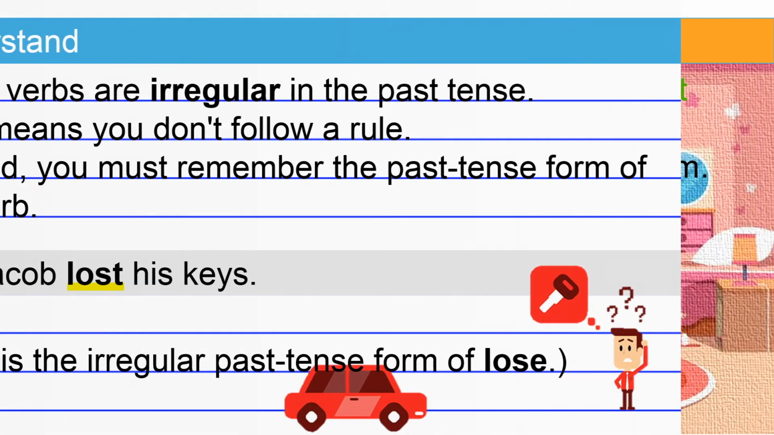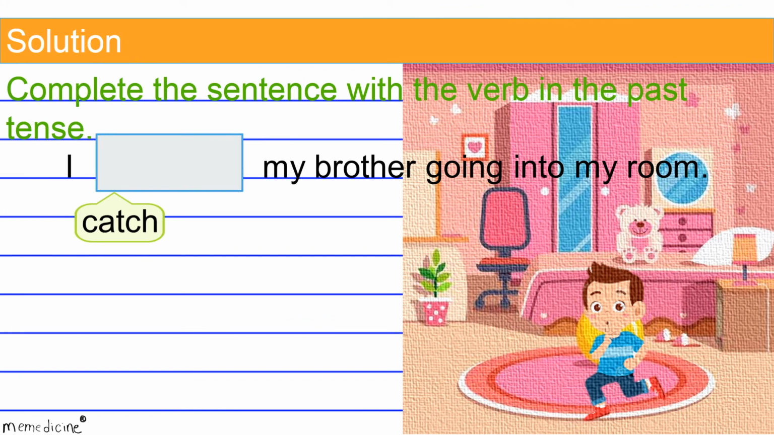All right, back to the original question. Now for the solution. Caught is the simple past tense verb form of catch. This is an irregular verb form, so you'll have to commit it to memory.